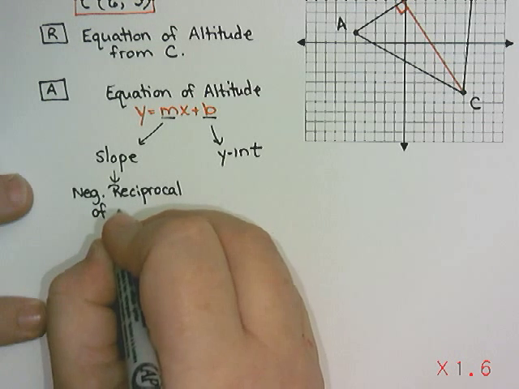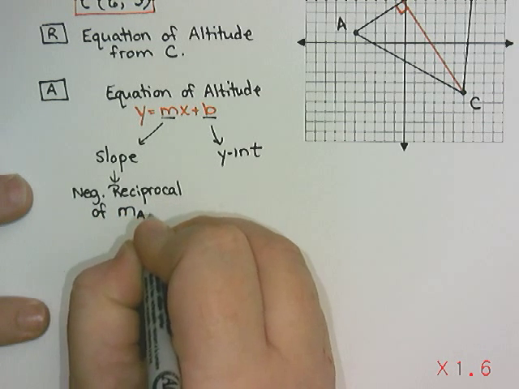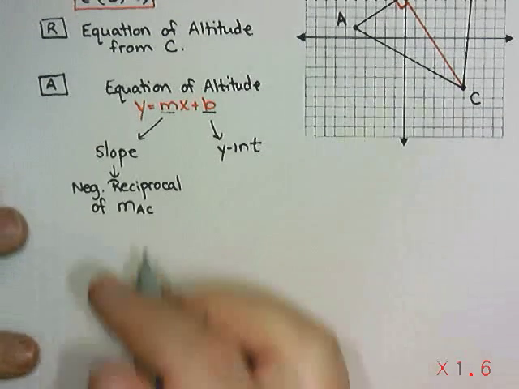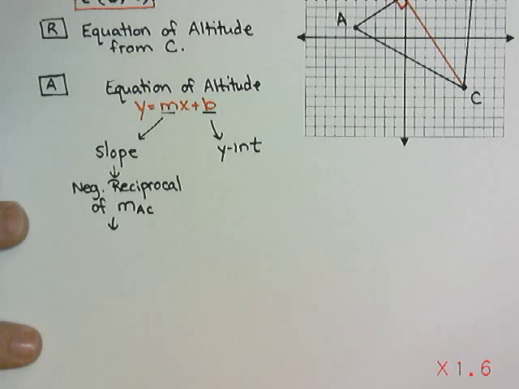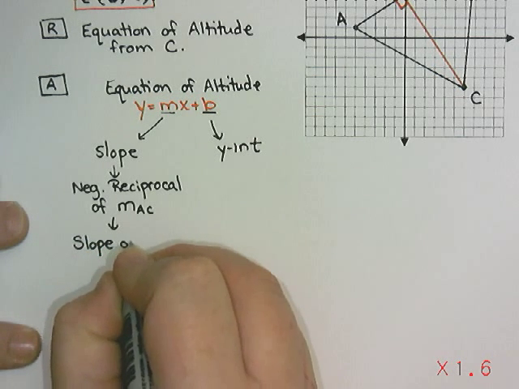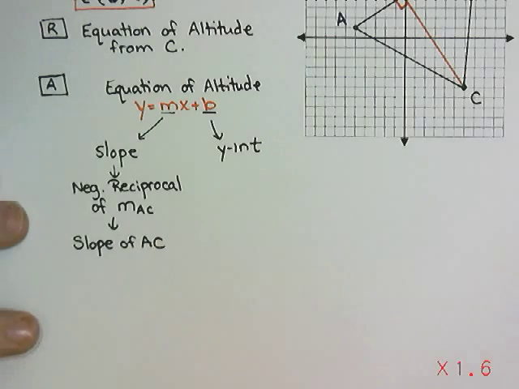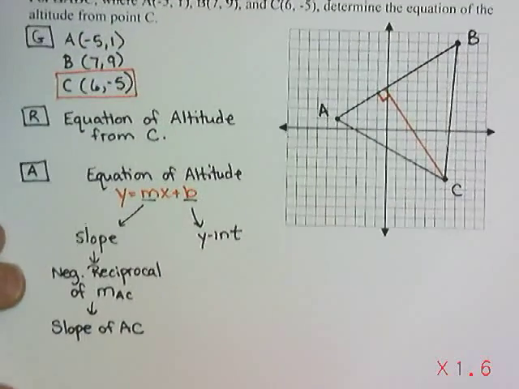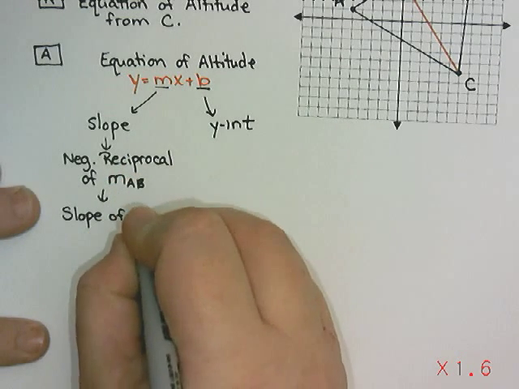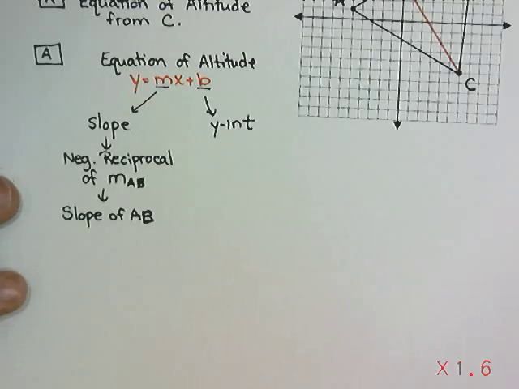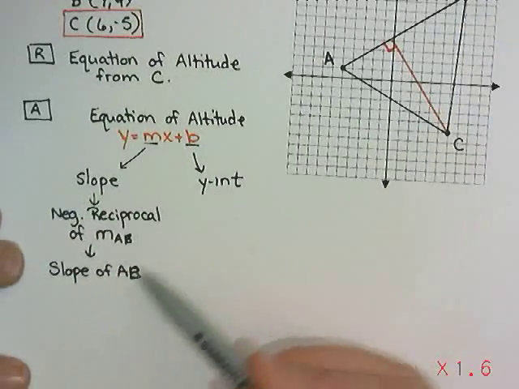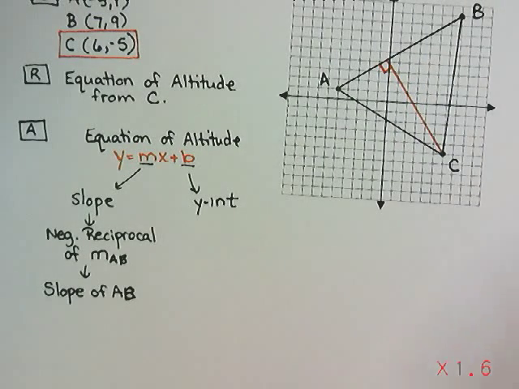So I'm going to write negative reciprocal of the slope of AC. I used M, my notation for slope, which means I really do have to find the slope of AC. Now to find slope of AC, oh, I take that back. It's not AC, it's AB. I apologize. That's AB. So we want to find the negative reciprocal of AB. And then we have to find the slope of AB in order to be able to find the negative reciprocal.